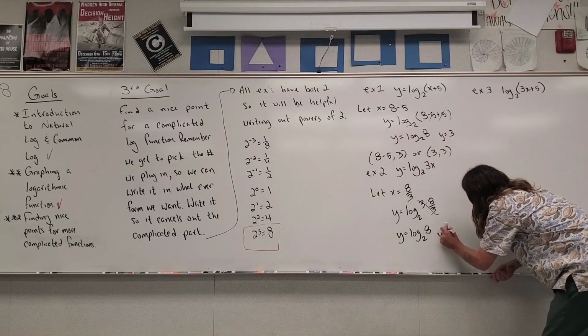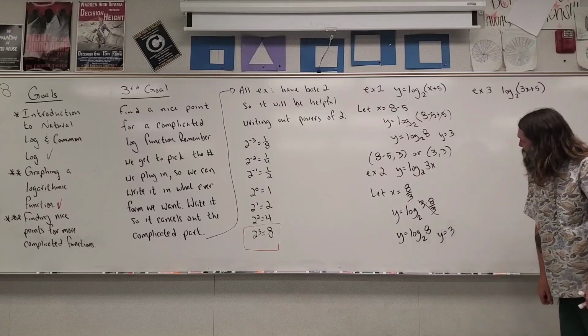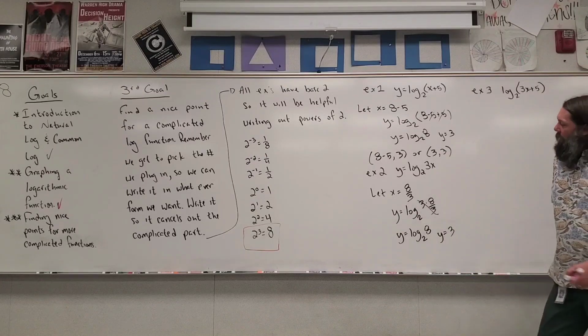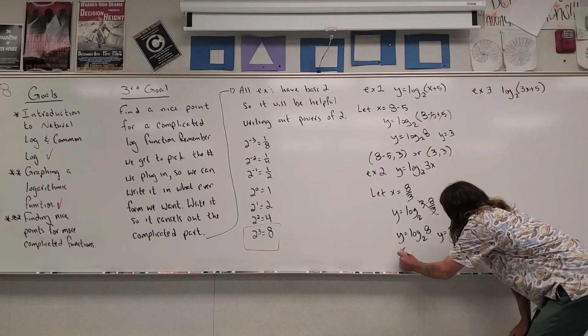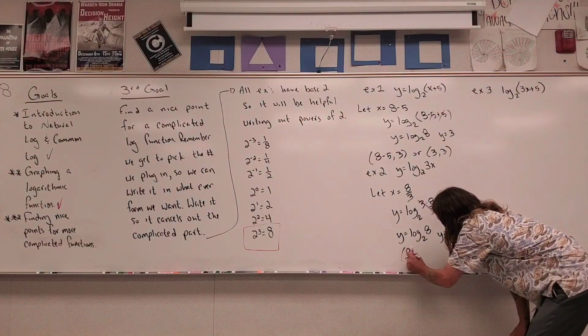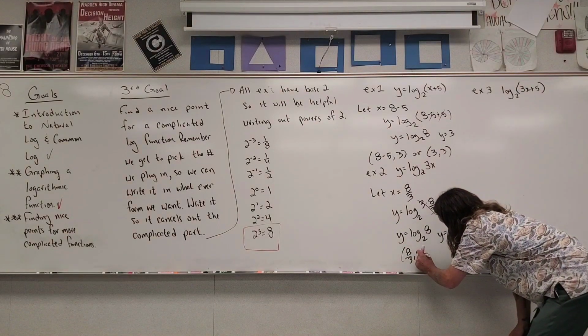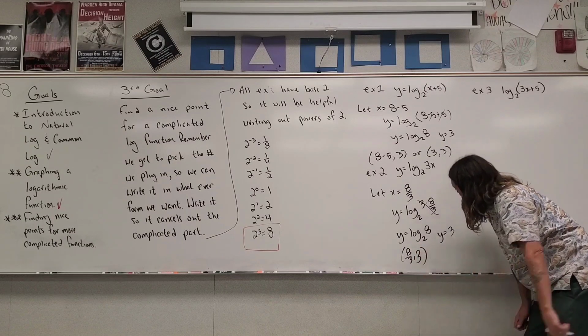So my ordered pair that I found with a not so nice logarithmic function is going to be 8 over 3, comma 3. There you go.